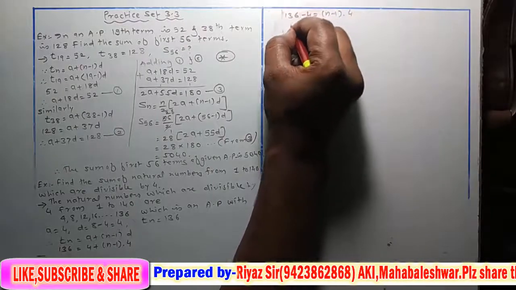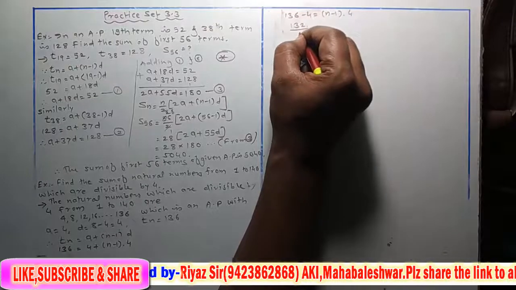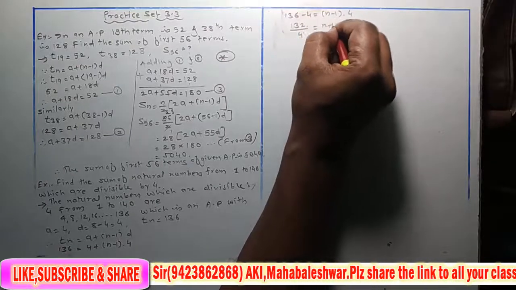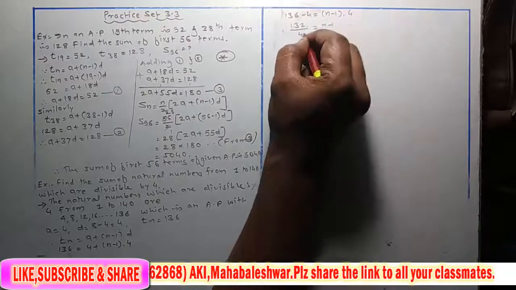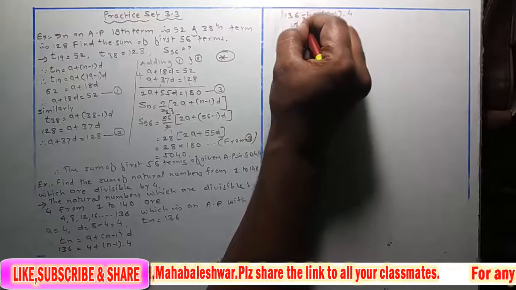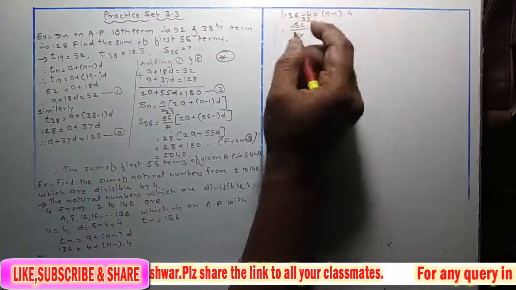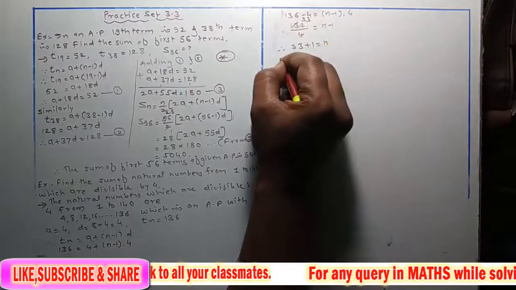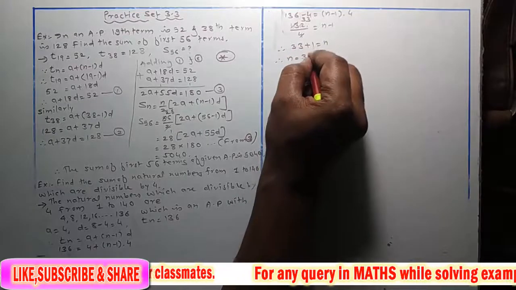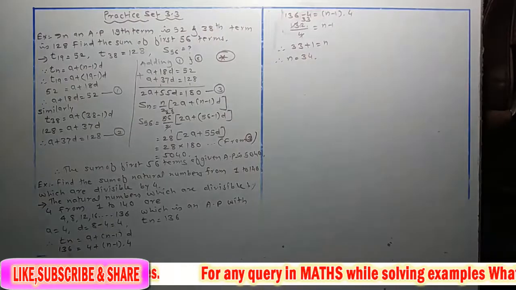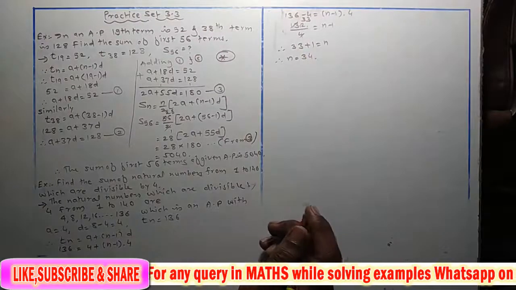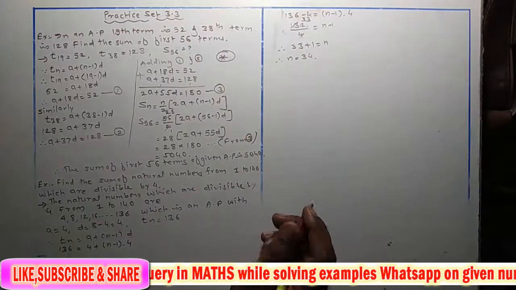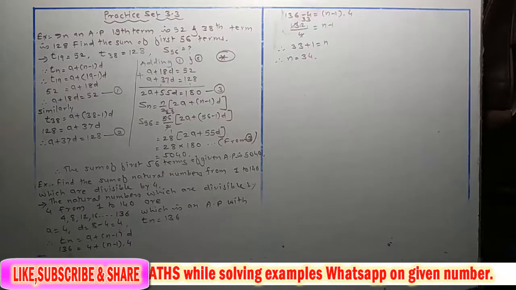So 136 minus 4 will be 132, upon 4 is equal to n minus 1. This 4 gets divided here. Then 4 1s are 4, 4 3s are 12, 1 left, 4 3s are 12, and therefore 33 plus 1 is equal to n, and therefore n is equal to how much? It is 34. So there are 34 numbers which are divisible by 4.